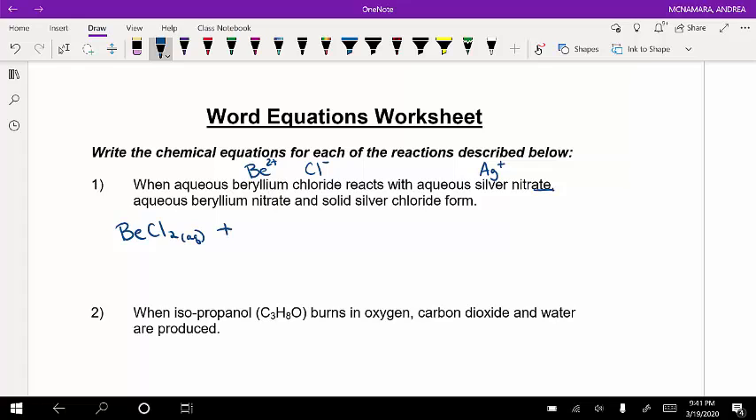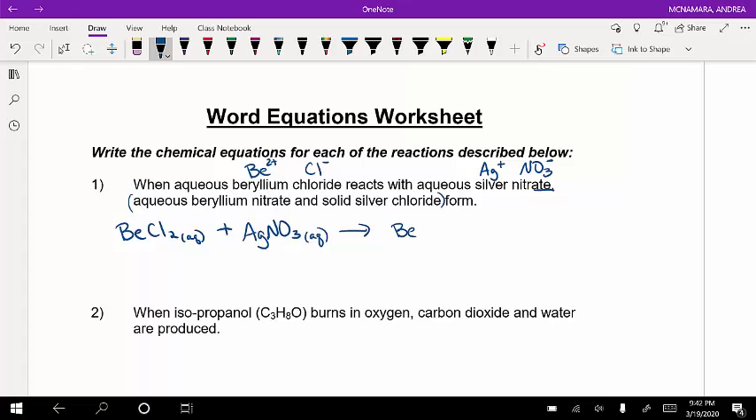Okay, nitrate, ATE means I'm going to my polyatomic ions, and that's going to be NO3. So silver nitrate, the charges are balanced, 1 and 1, and again, aqueous solution. Okay, so they kind of just word it opposite. When they react, these are the products, right? These form. So these two reactants form aqueous beryllium nitrate.